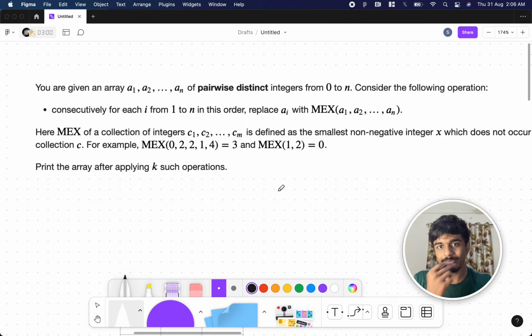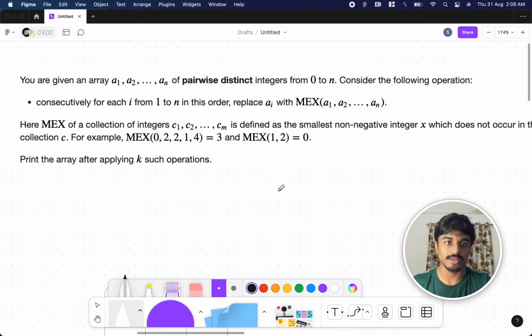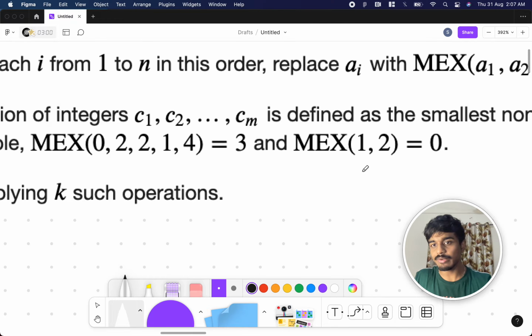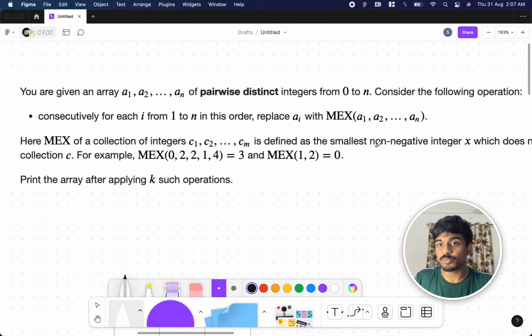So what is meant by MEX is it is defined as the smallest non-negative integer x that did not occur in the array. For example, they gave MEX of 0, 2, 2, 1, 4 is 3. Why? Because 0 is there, 1 is there, 2 is there. What is the next smallest? That is 3, but 3 is not existing in the array, so the MEX is 3. What about MEX of 1, 2? 1 is existing, 2 is existing, 3 should ideally come, but why did 0 come? They told that integers can be from 0 to n and the smallest non-negative integer is 0 here, so that's why MEX of 1, 2 is 0.